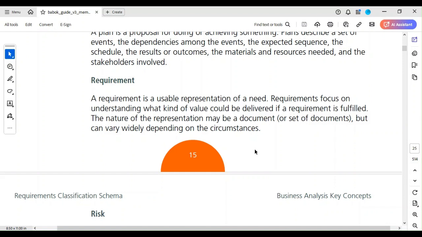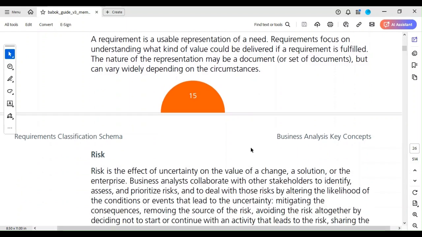So as a user, I want to be able to log into the system and check my profile. It tells you what I want to do. It tells you the value of what I want to do. It tells you even the result of what I want to do, right? The nature of the representation may be a document. So the representation of a requirement could be in the form of a document or set of documents, but can vary widely depending on the circumstance. You can even have it as a flow chart.